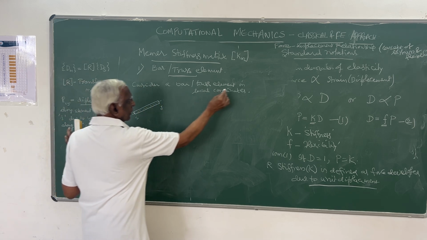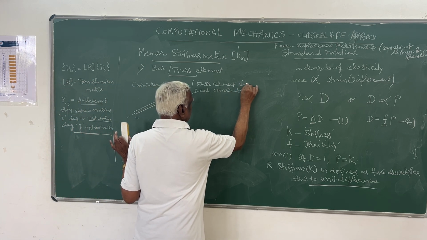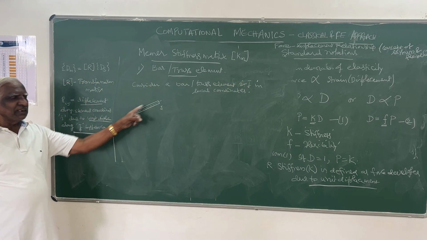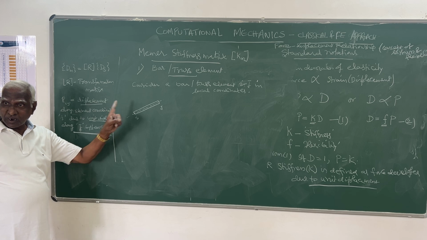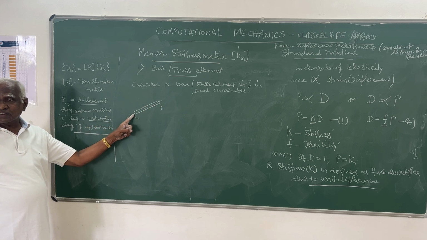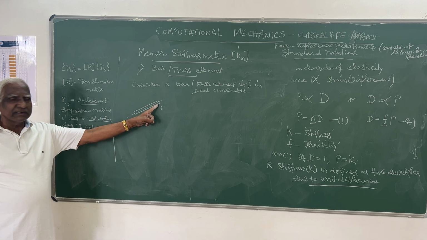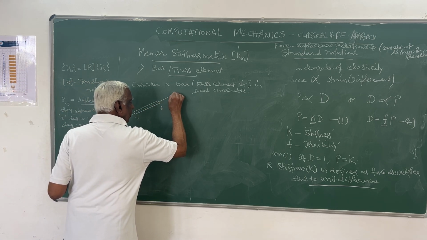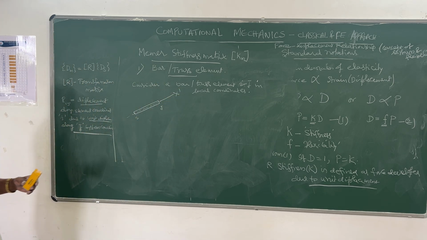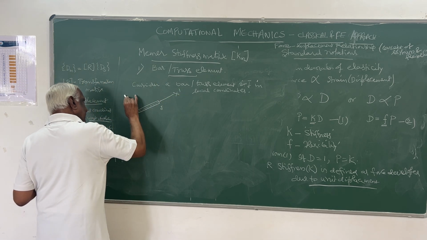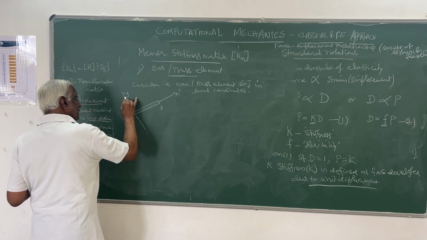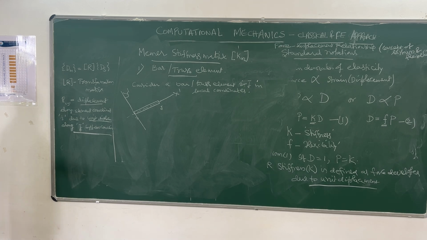Consider a bar or truss element IJ in local coordinates, because it always has two ends. In the local coordinate system, the origin is always I, J is the next node, and this is the local coordinate axis. Normal to this is the y dash axis. I am talking about only local coordinates.